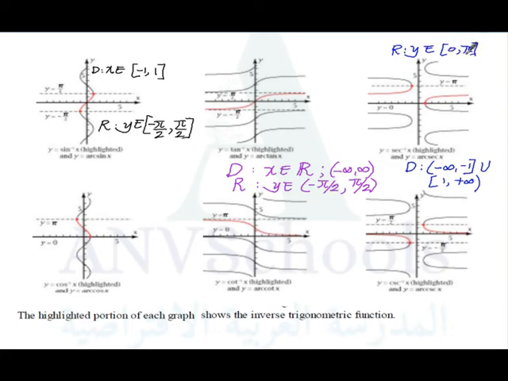Okay, for the cosine function, for the inverse cosine function rather, our domain is from -1 to 1 also, similar to the sine and the inverse sine function. And the range is from 0 going to pi. Okay, so y is an element of 0 to pi.